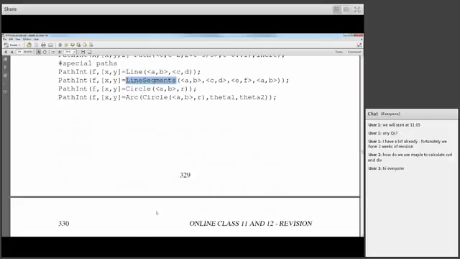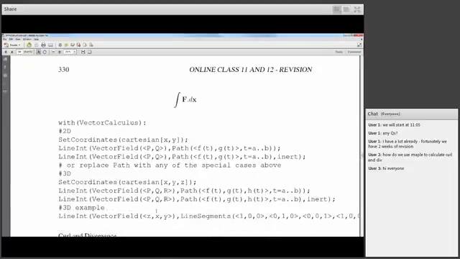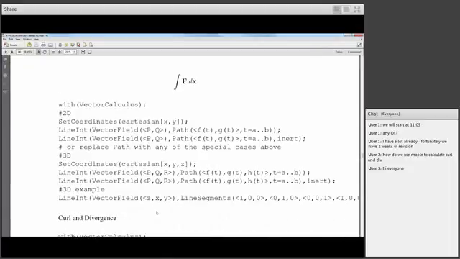Now, the other one you might want to look at is vector line integrals. Again, you've got to include the package with vector calculus. These are integrating over vector fields, and with a vector field, it's important to talk about what coordinate system you're using, just so it knows what derivatives to take, etc.